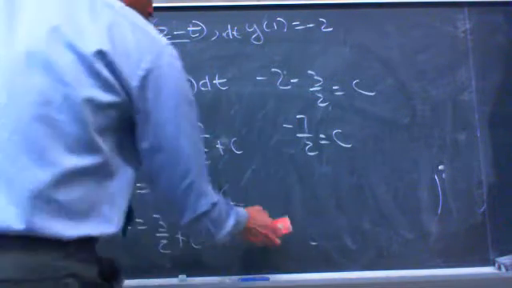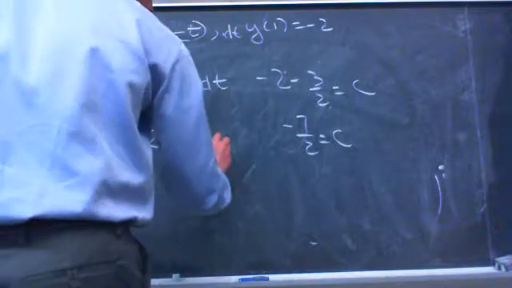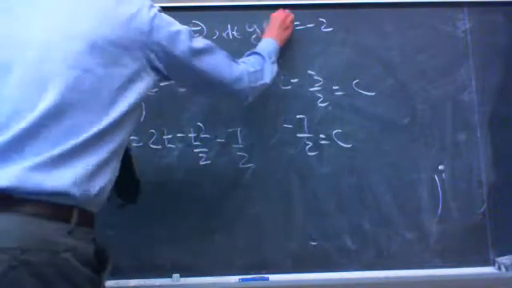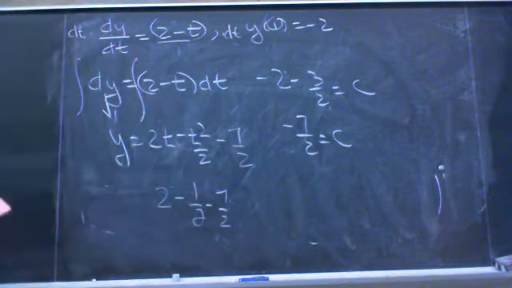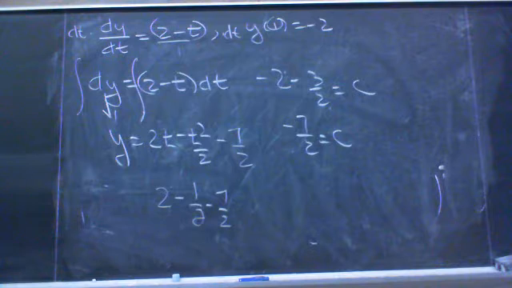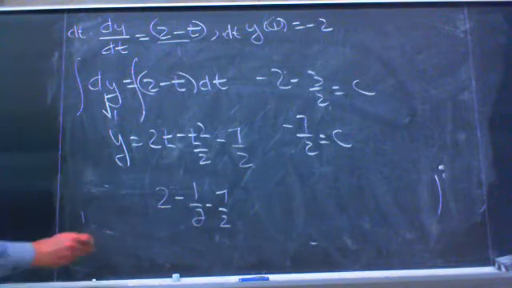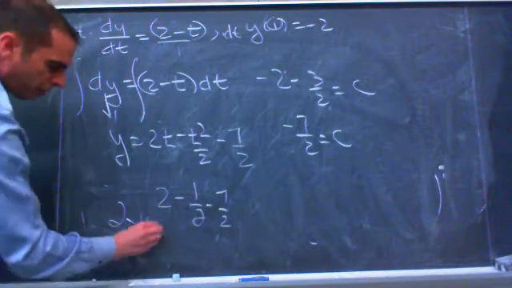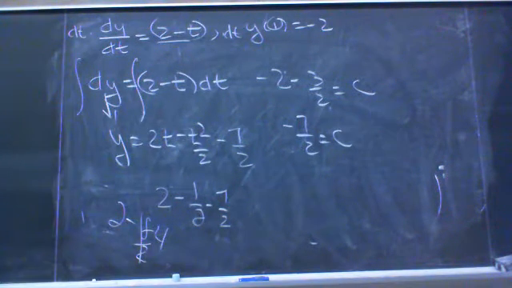So now the particular solution would become this. And there's a way to check to see if we're correct. We can put 1 in for t and get 2 minus 1/2 minus 7/2. And we better get out -2 for y. So -8 over 2, which would be -4, and 2 minus 4 is -2, so that is correct. Okay? What else is there here?